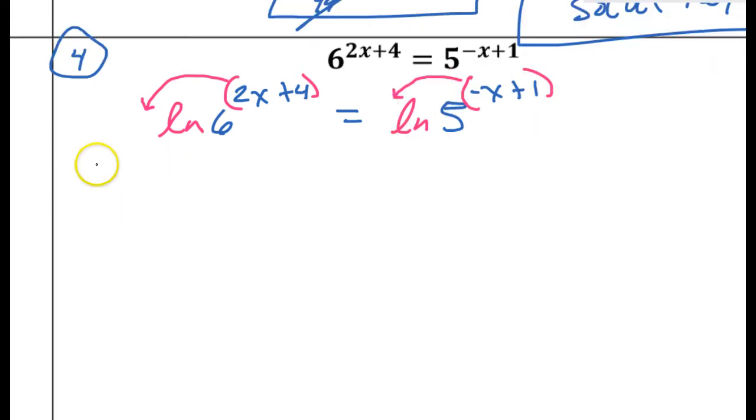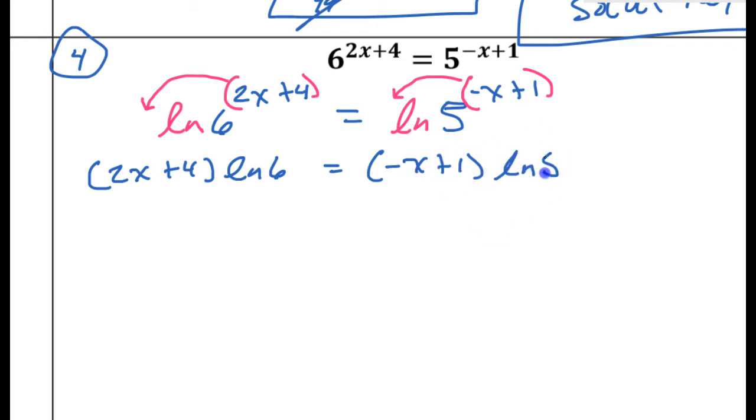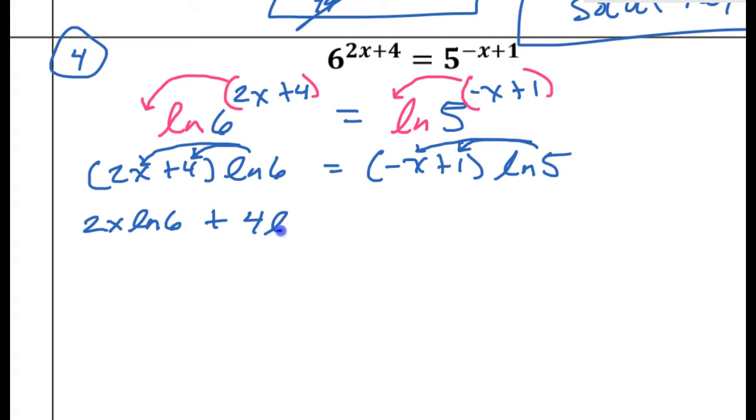So on my next step, I will have 2x plus 4 times the natural log of 6, and then I will have negative x plus 1 times the natural log of 5. Next, I will do the distributive property with both of these natural logs. So I will get 2x times the natural log of 6 plus 4 times the natural log of 6. And I will have negative x times the natural log of 5 plus the natural log of 5.